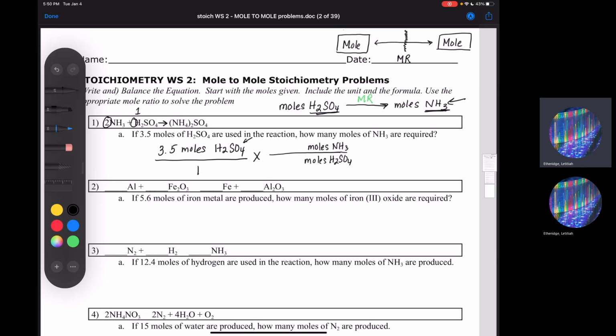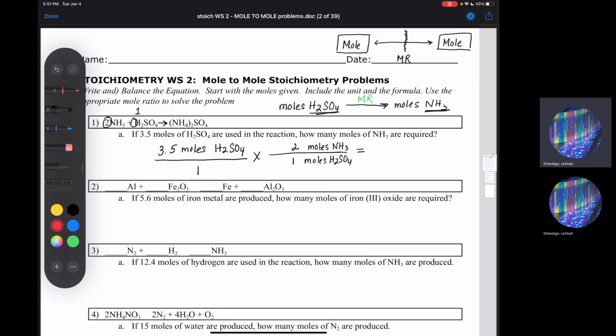Now we need to take a look at the coefficients. I have a 1 in front of sulfuric acid. I have a 2 in front of ammonia. So that is going to be a 2-to-1 relationship. Now remember, guys, your units need to cancel to make sure that this all works out the way it's supposed to. Let me get rid of some of these arrows.